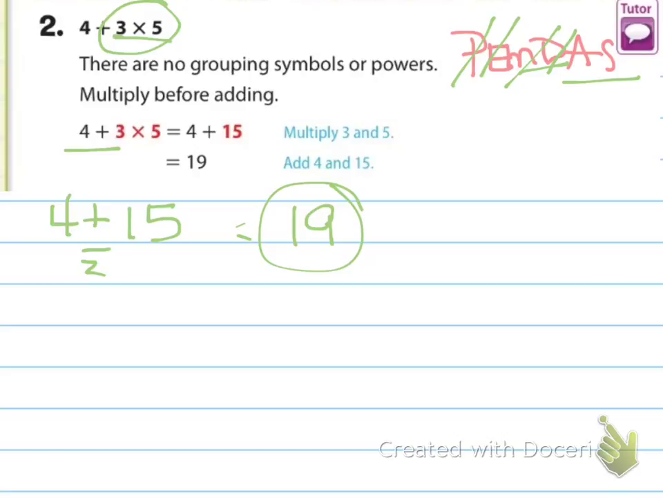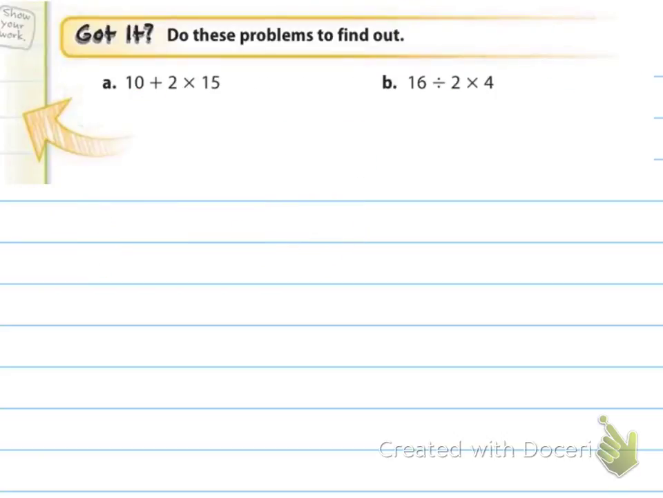So mathematicians came up with the order of operations to make sure that we all get the same answer, because it's not your decision. You don't get to choose which one you want to do first. We all need to get the same answer. So I'd like for you to do A and B on your own. Go ahead and pause now. When you come back, I'll have the answer.